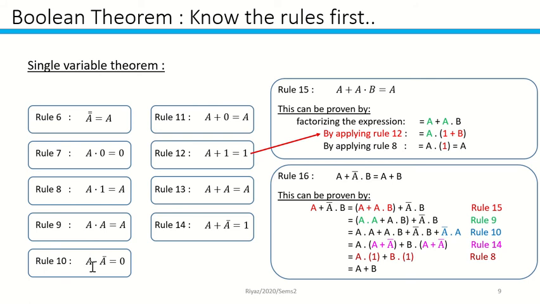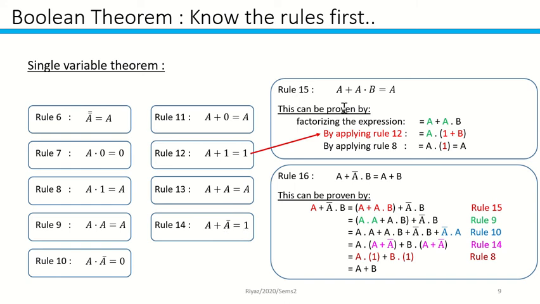So something times the alternate of that particular thing, you get a 0. Rule number 11 is A plus 0 is A. Rule number 12 is A plus 1 is 1. Rule number 13, A plus A is A, and rule number 14 is A plus A bar is 1.